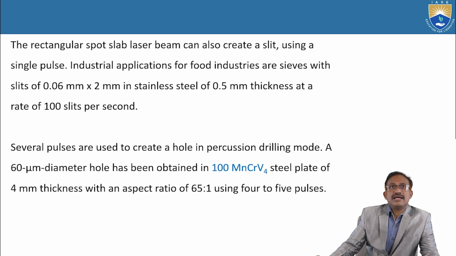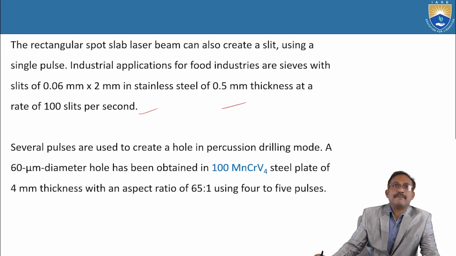Next, the rectangular spot slab laser beam can also create a slit using a single pulse. Industrial applications for food industries are sieves with slits of 0.06 mm by 2 millimeters in a stainless steel of 0.5 millimeter thickness at a rate of 100 slits per second. So all this numerical information is very much important to study and to research about the laser beam machining and the quality of the holes or machining process.